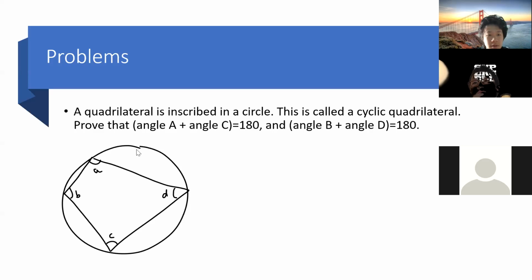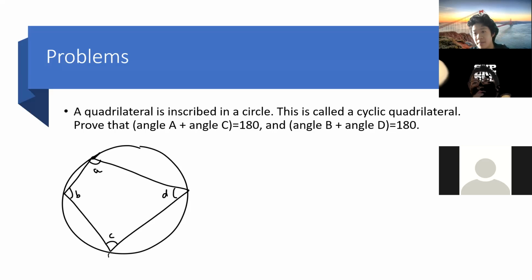Alrighty, so for this one, we want to prove that in the cyclic quadrilateral, angle A plus angle C is 180, angle B plus angle D is 180. Well, the first thing we should notice is that all the angles in this quadrilateral are on the edge of the circle, right? A is on the edge, C is on the edge, D, B, okay?